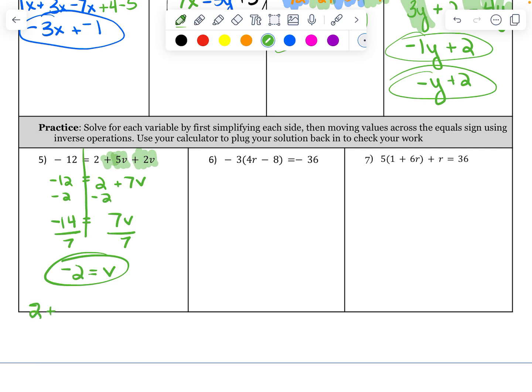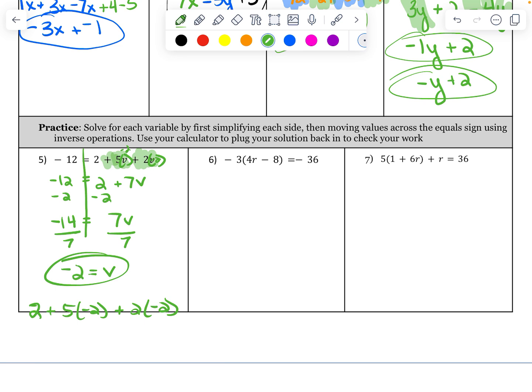2 plus 5 times negative 2 plus 2 times negative 2. It should get you negative 12. I'm typing it in my calculator right now. 2 plus 5 parentheses, negative 2, plus 2 parentheses, negative 2. Boom, negative 12. Whenever you put a number back in parentheses or back in for a variable, it's got to be in parentheses, okay? So that's why I put a negative 2 in parentheses there and negative 2 in parentheses there.